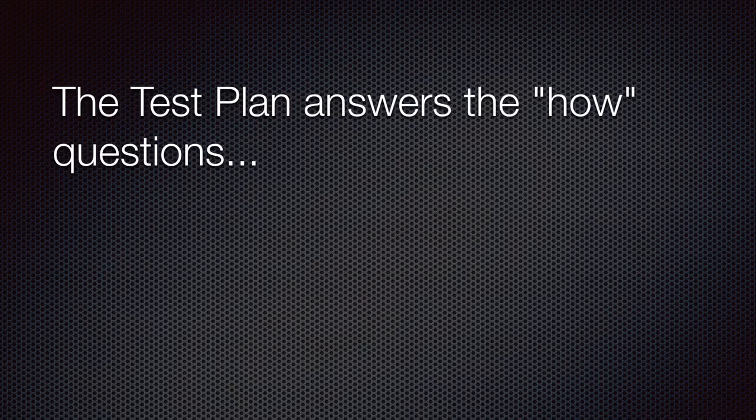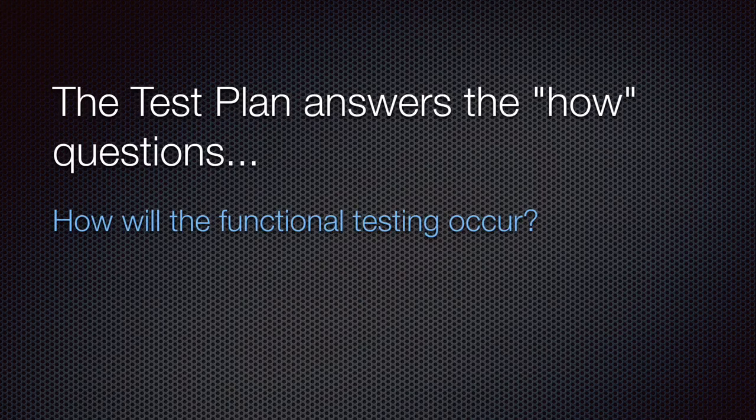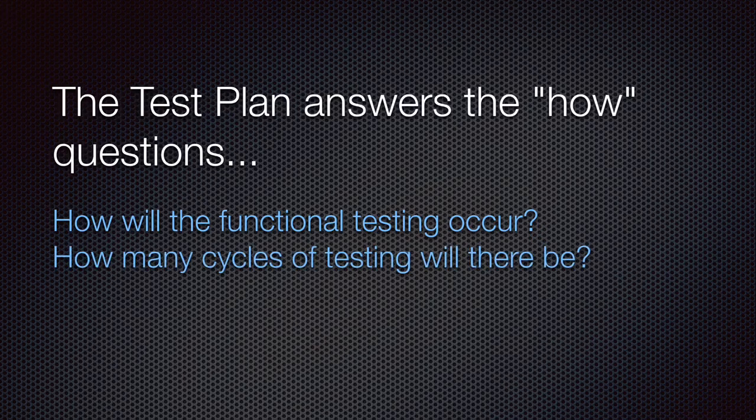Now, I've got a few examples here. For example, how will the functional testing occur? Are we going to manually test? Are we going to implement some automation testing, test cases? Just some details about how we're going to perform the functional tests. Another example might be, how many cycles of testing will there be? It's dependent on the complexity of the application, if it's a new or existing implementation. But you want to know how many times we are going to go through these testing cycles so that you can start to determine costs and people and timelines.